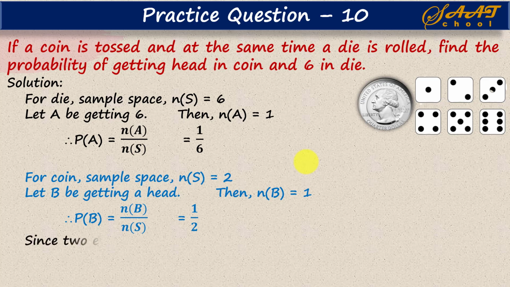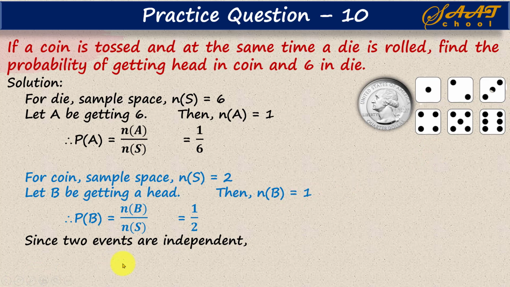Since these two events are independent, meaning when you roll a die, whatever number you get does not have any effect on getting head or tail when you toss a coin. The occurrence of head or tail has no effect on getting any one of these numbers. That's why these two events are independent.